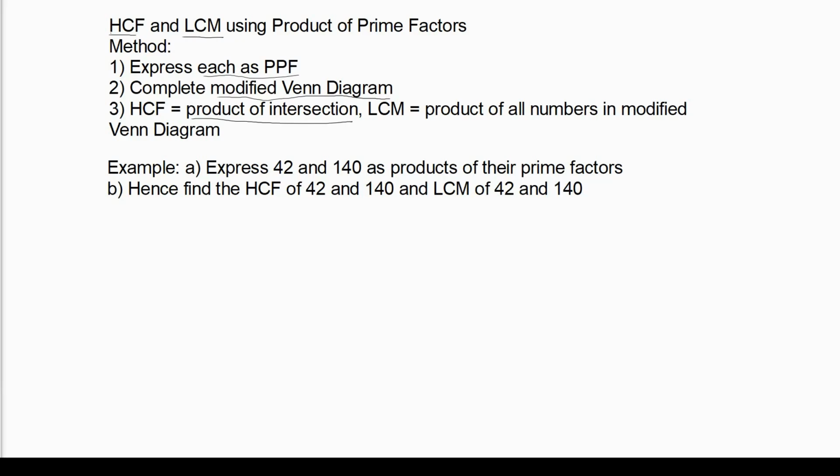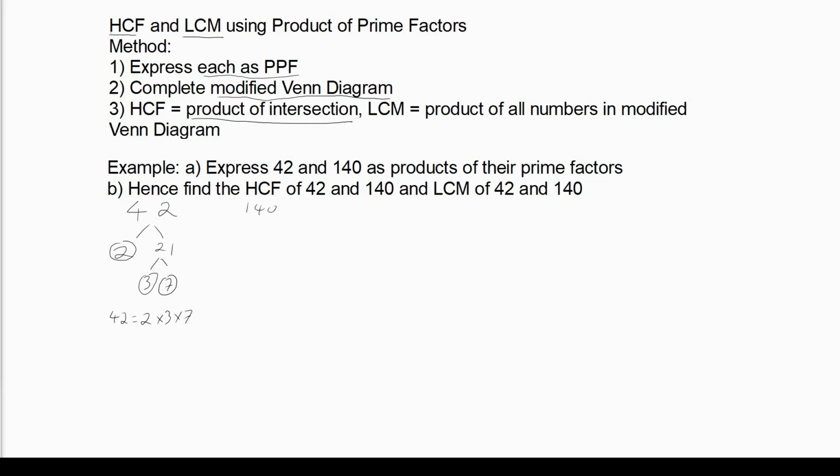So in the example, we want to express 42 and 140 as product of prime factors. So we'll begin with that. Same method as before. Going to divide 42 by 2. 2 is a prime that goes into 42. Circle the 2. Think about primes that go into 21: 3 and 7. So 42 is equal to 2 times 3 times 7.